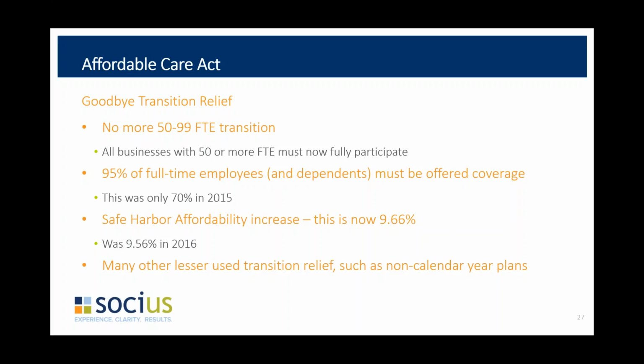There has been a change in the safe harbor affordability calculation. I don't know if you know, but there are 3 tests for affordability. There's W-2 wages, rate of pay, and also federal poverty line. These are all 3 different safe harbors. Ultimately, the rate did increase. It was 9.56, and it's been moved up to 9.66. And then there's a variety of other lesser used transition relief, such as non-calendar year plans.